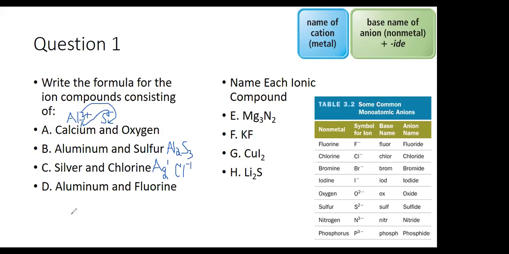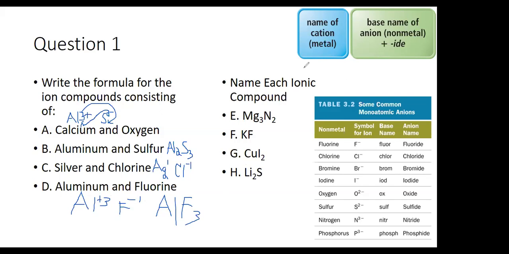Aluminum and fluorine, well, let's combine B and C. So aluminum, I have a +3 charge. Fluorine will have a -1 charge. Here we have different charges, so I can just switch around the atoms to get AlF3. AlF3 would be aluminum fluoride.